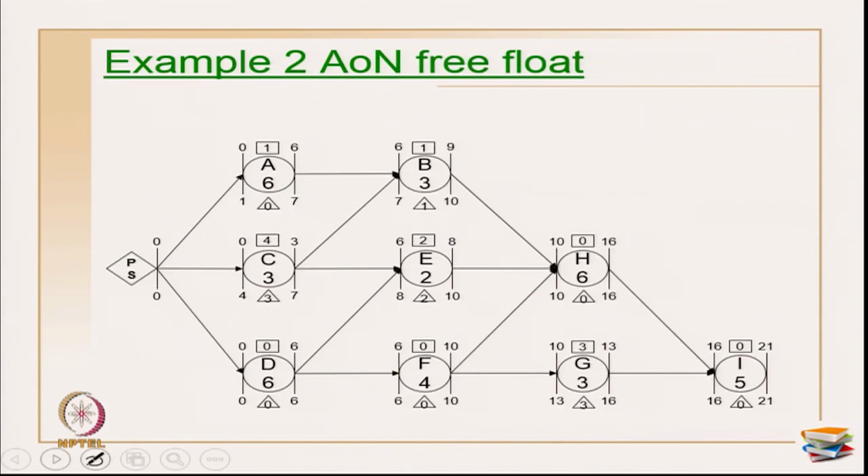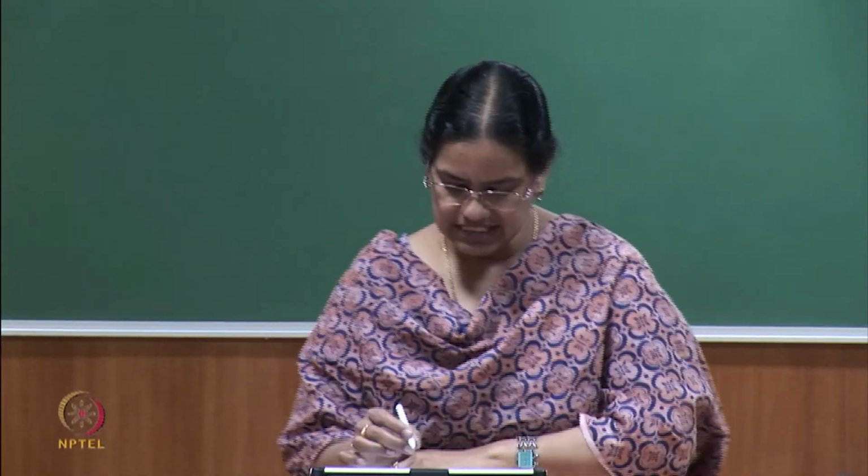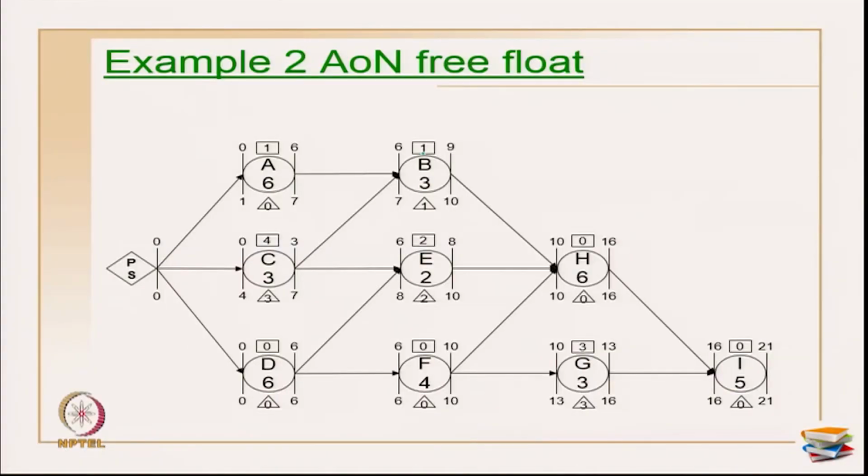Okay. So, the next is free float. How do you calculate the free float? Free float for any activity is the minimum of the early start of the successor activities minus the early finish of the activity. For this particular activity I have only one successor, and the early start is 6 minus the early finish, which is 6. So, 6 minus 6 becomes 0 here.